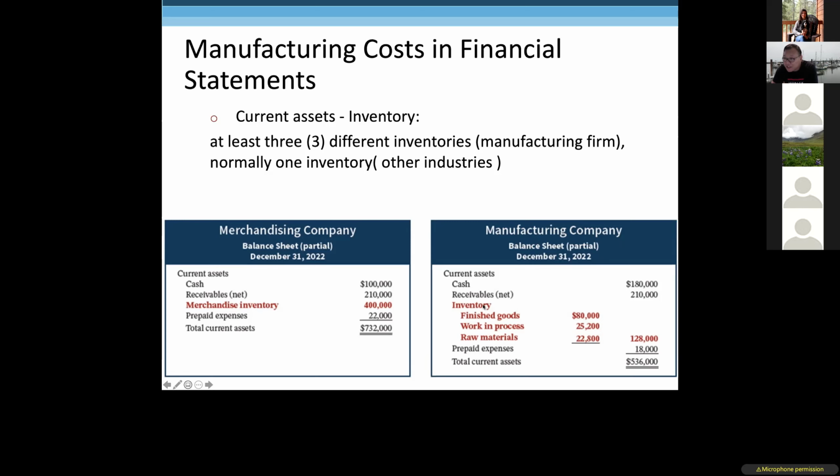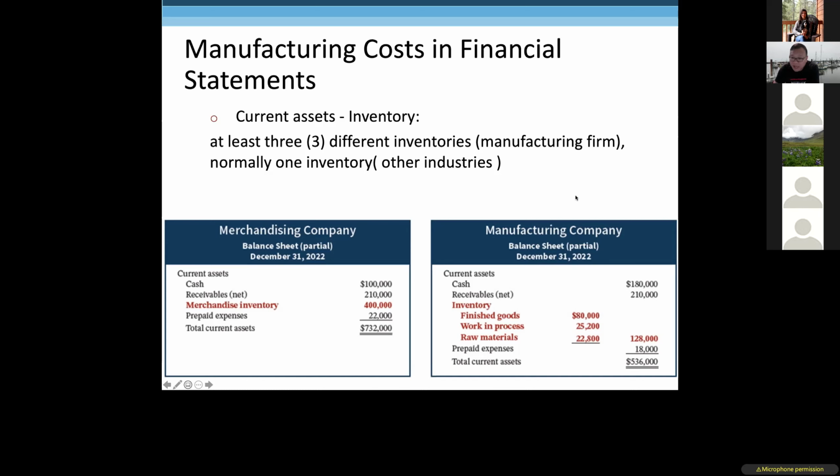I want you to pay attention to the order. They list finished goods above work in process, which is above raw materials. Make sure you stay with this order. This is the correct order. This order is based on liquidity, that means how quickly you can convert that item into cash. You can sell finished goods easier than raw materials. So that's the order: finished goods, work in process, and raw materials.